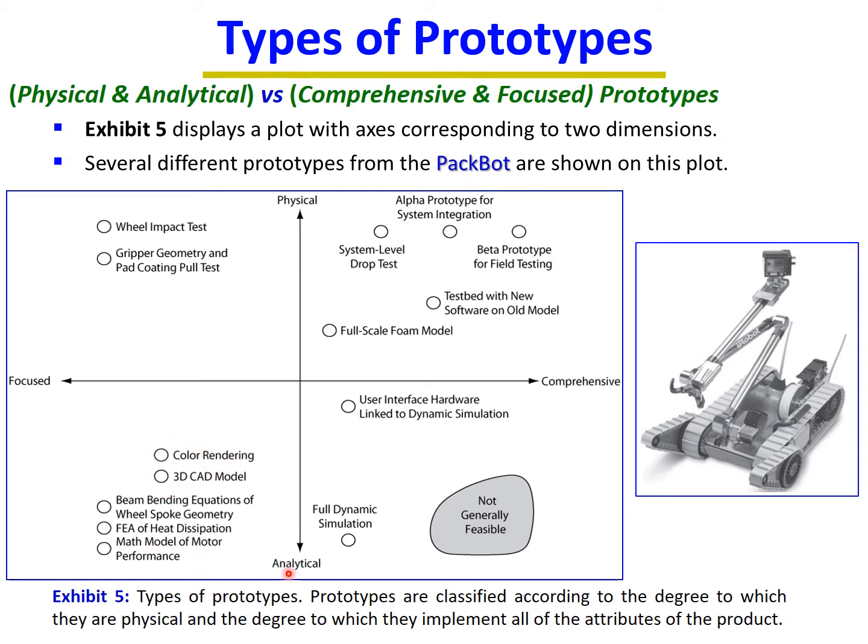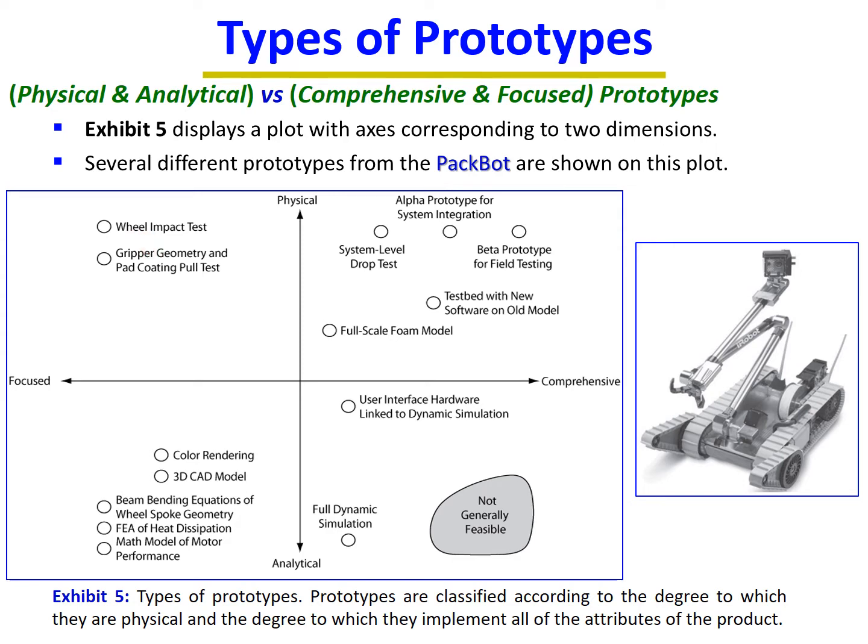These are more mathematical. And then if you go here, that is focused but physical. This is focused but computer based. This is focused and physical: gripper geometry, pad coating pull test, wheel impact test. So these are very focused.